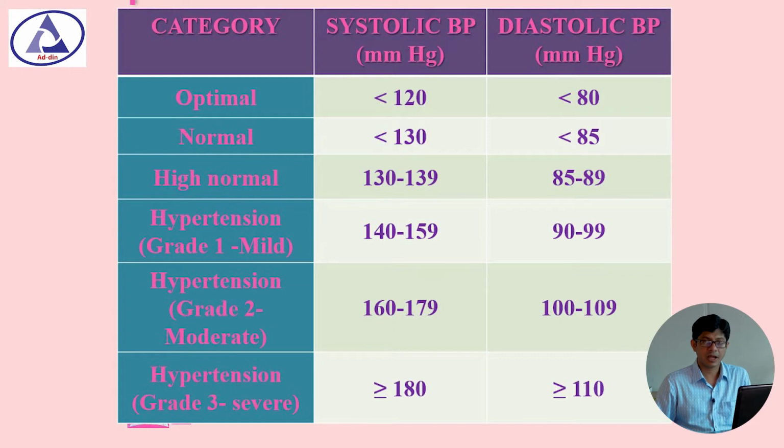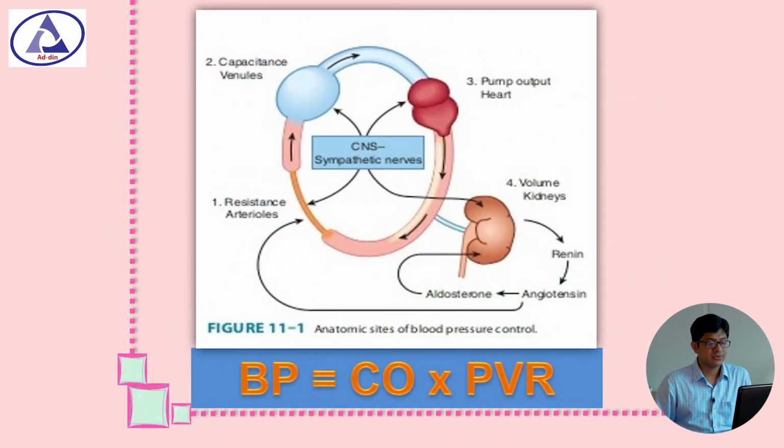Hypertension grade 2 or moderate hypertension is when systolic blood pressure is between 160 to 179 mm of mercury and diastolic blood pressure 100 to 109 mm of mercury. And hypertension grade 3 or severe hypertension is when systolic blood pressure is greater than 180 mm of mercury and diastolic blood pressure greater than or equal to 110 mm of mercury. So this is the classification of hypertension. In this figure we can see the anatomic sites of blood pressure control, and blood pressure is equal to cardiac output times peripheral vascular resistance.